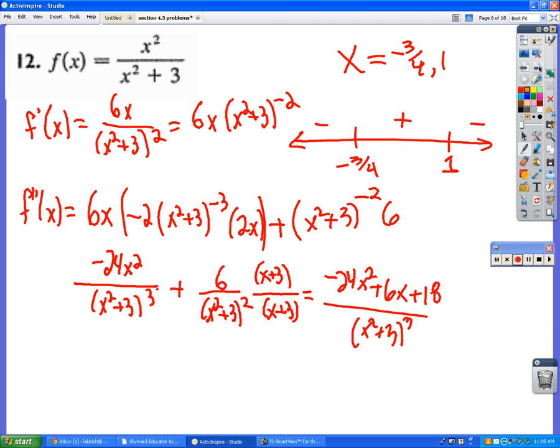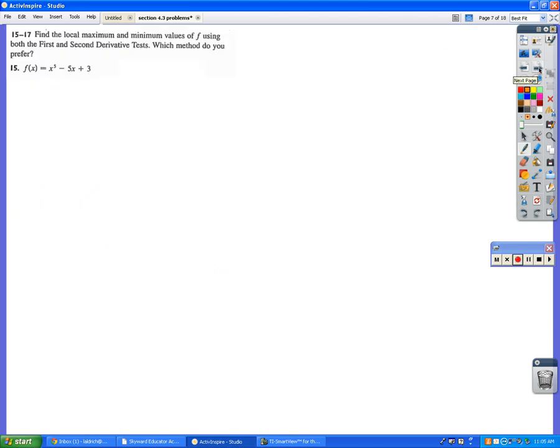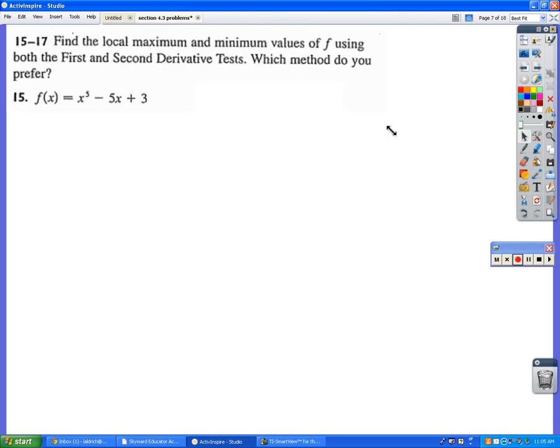Okay, and then you said 15. So is this the last one? Here's the part that says using the second derivative test. Using both the first, oh, so you want to do the second derivative test? Okay. We did that on the other. Gotcha. All right, so once again, the first derivative from yesterday was 5x to the fourth minus 5, and then the second derivative is going to be 20x cubed.